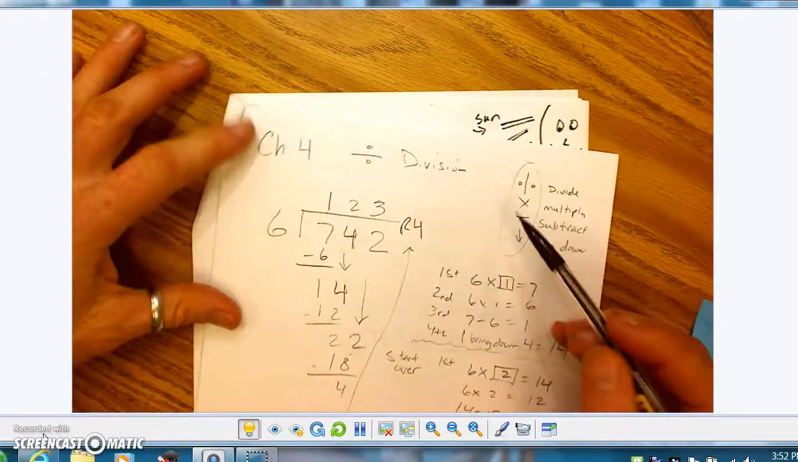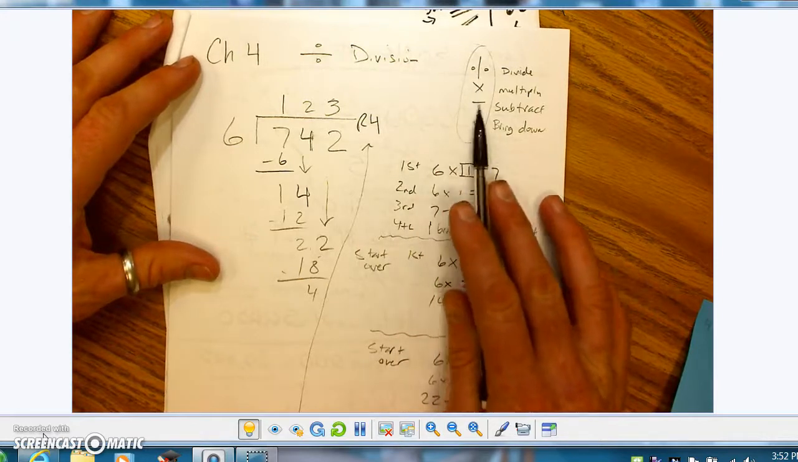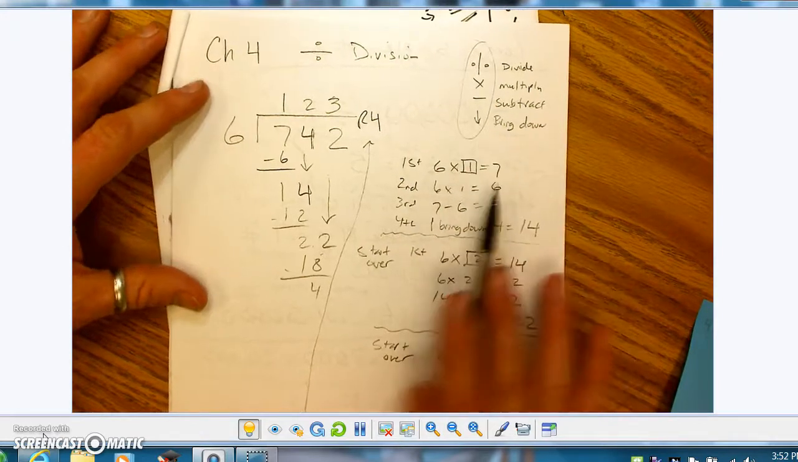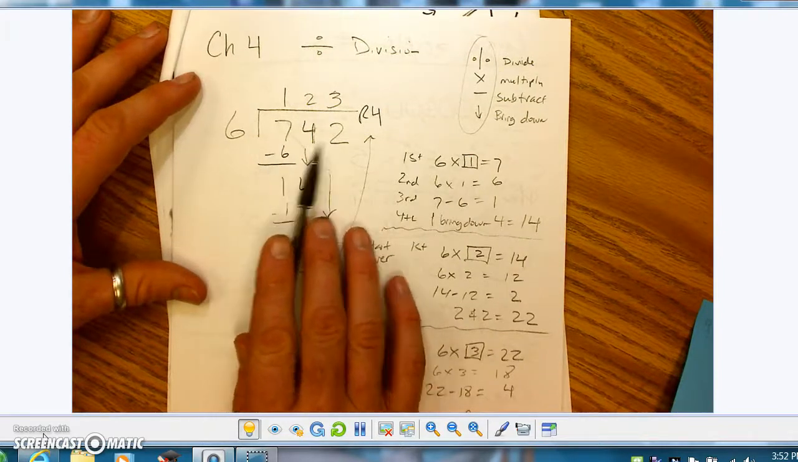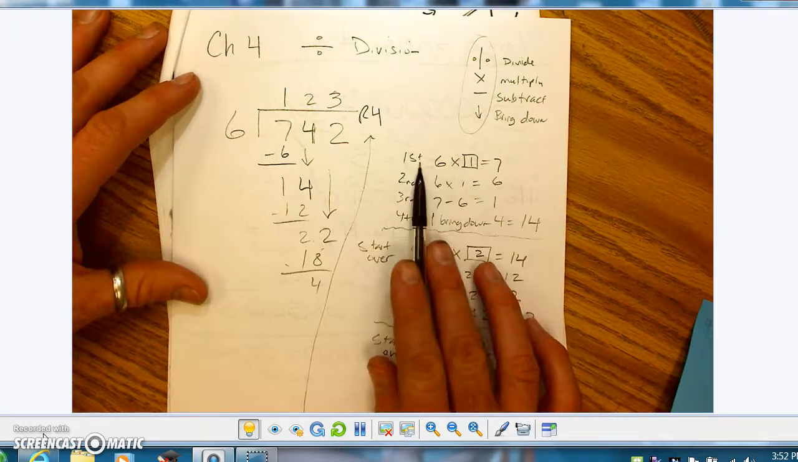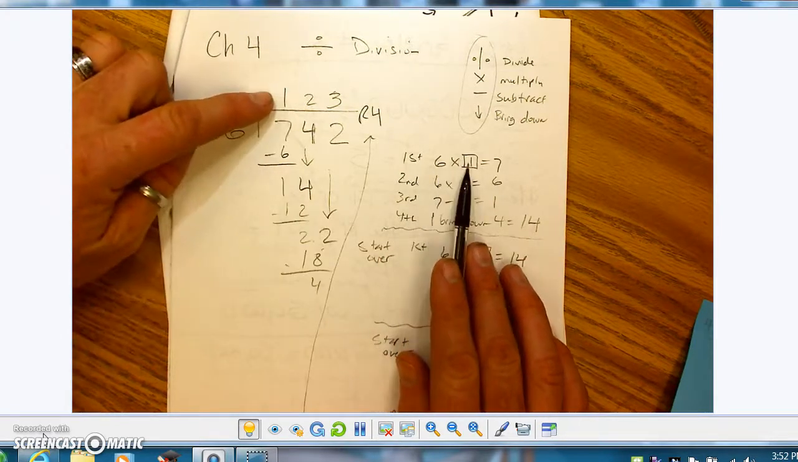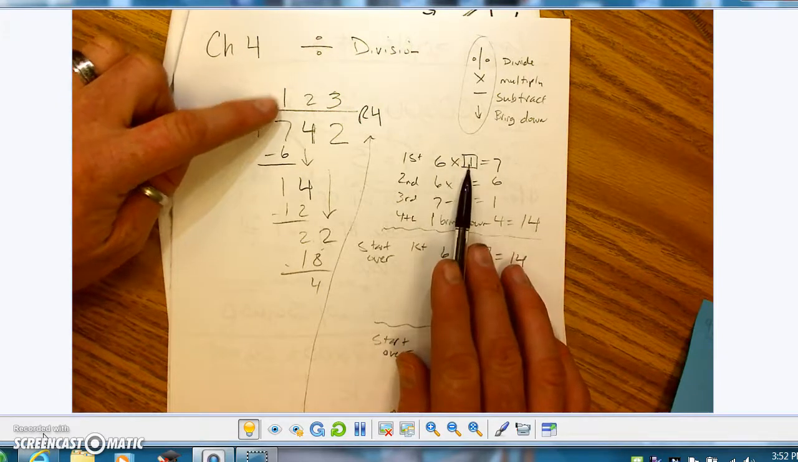Okay, division, chapter 4. I got my little division guy over here: divide, multiply, subtract, bring down, and you just do it forever and ever. 6 into 7, 4, 2. So 6 into 7 is 1, and I put this first. 6 times 1 equals, it's close to 7, so 6 times 1.